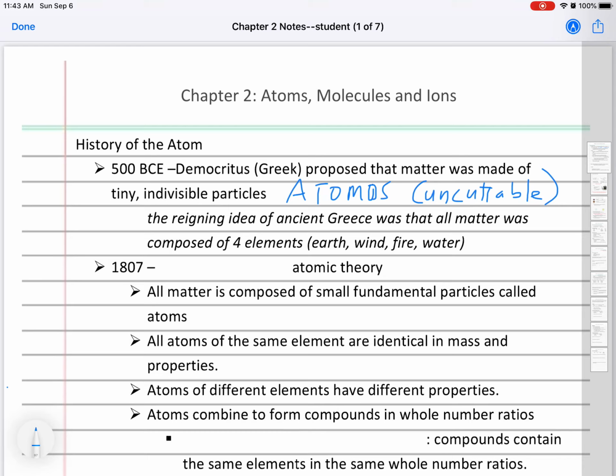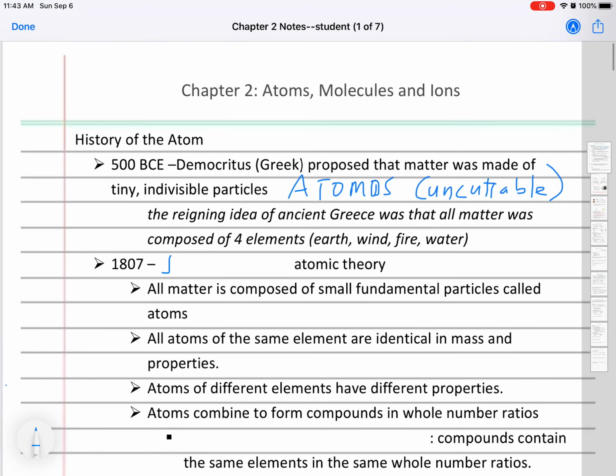The reigning idea in Greece at the time, and for about 2,000 years afterwards, was from the philosopher Aristotle, who said that all matter was composed of 4 elements: earth, wind, fire, and water. That was the reigning theory for a very long time. In comes John Dalton, who happened to like Democritus's theory that matter was composed of particles.